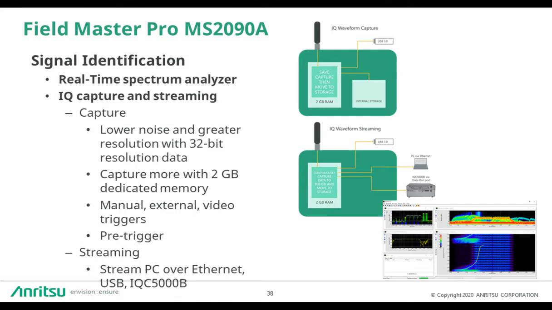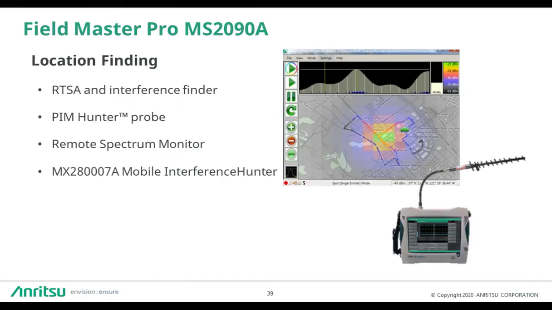IQ capture and streaming, so with 32-bit resolution data and up to 110 megahertz of bandwidth, you can capture almost any signal. In general, most people are not looking to monitor more than 100 megahertz of bandwidth, so this gives you that full band. It gives you full information. Not only can you capture up to 2 gigabytes of data on the instrument itself, but you can stream data out to USB drive. We've used 2 terabyte drives to capture data, or directly to the IQC5000B from XCOM, which allows you to capture up to 15 terabytes of data.